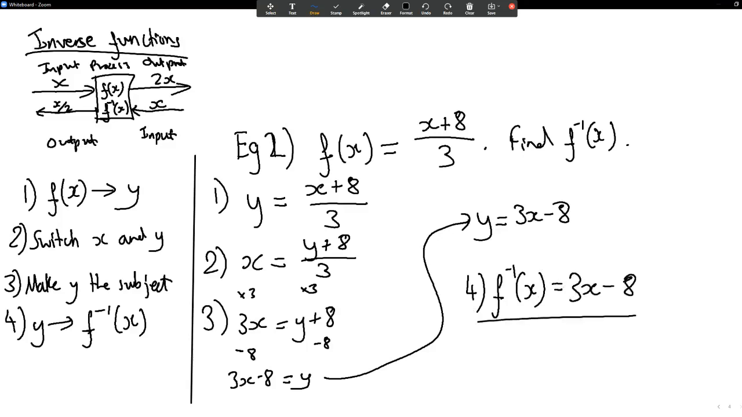Like so. You can also check this if you have time, and you can find the inverse of the inverse function. And that will give you the original function back. Because the inverse of the inverse goes back to the original. So you can also do that if you have time.